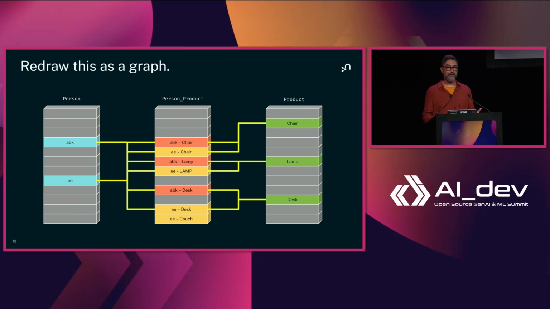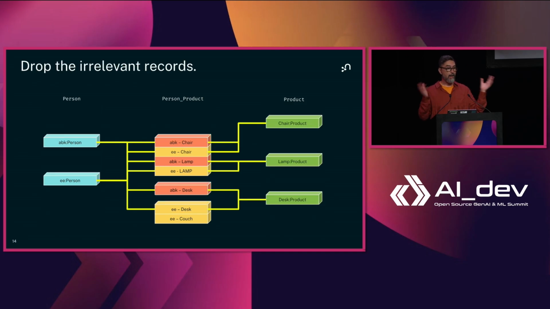Obviously, I'm going to redraw this as a graph. To do that, we're going to start by getting rid of all the gray boxes, all the records that weren't part of the original query. But really, this is just to help us think about what does the mental model actually look like. So we still have the same records that were selected through the relational database. We've got ABK on this one side, the chairs, the lamp, and the desks. Fantastic.